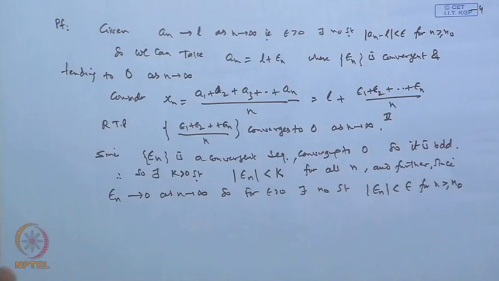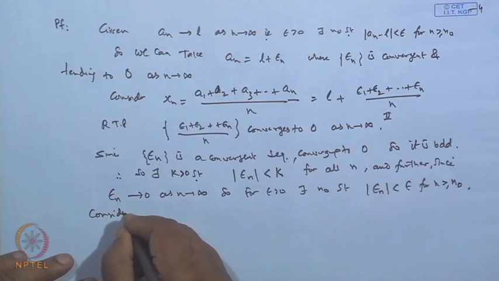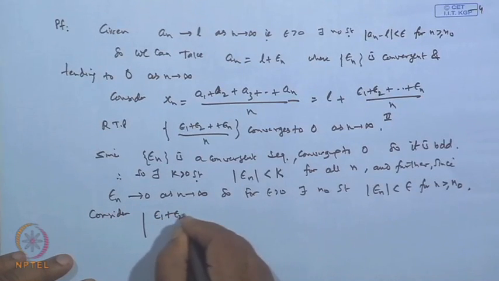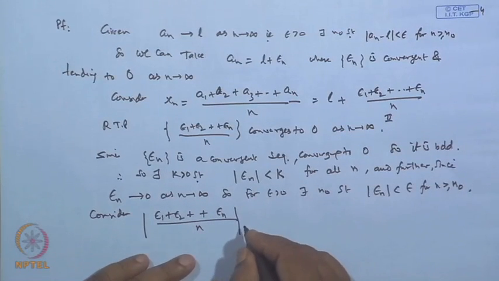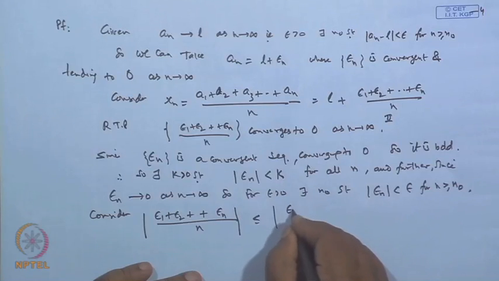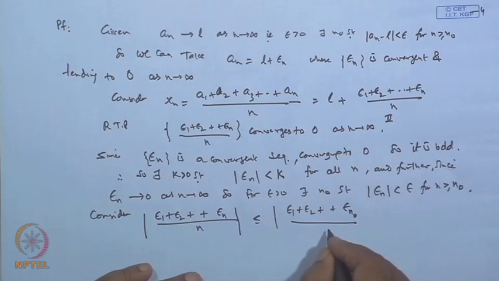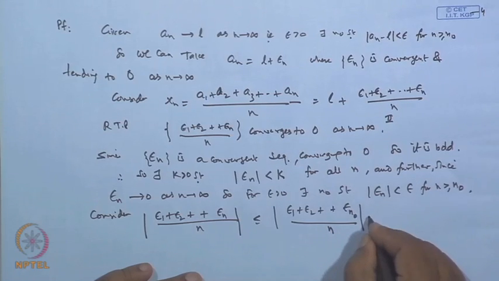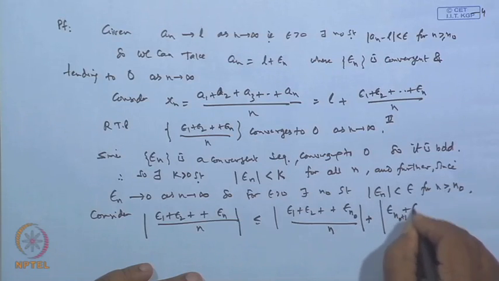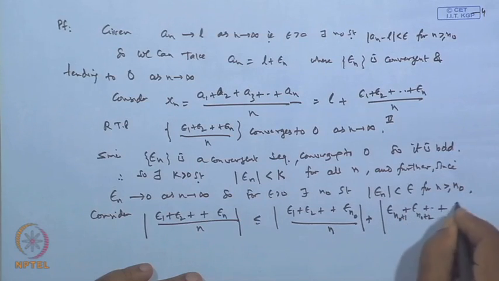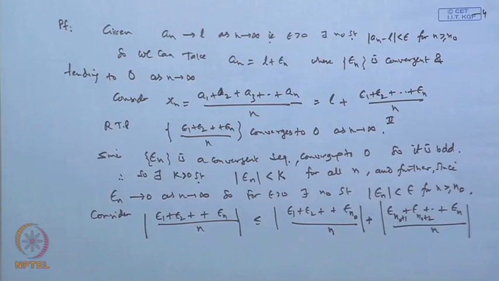Okay. Now, consider this one. Consider mod of (epsilon 1, epsilon 2, ..., epsilon n) divided by n. Now, this will be less than or equal to mod of (epsilon 1, epsilon 2, ..., epsilon n naught) divided by n, plus (epsilon n naught plus 1, epsilon n naught plus 2, up to epsilon n) divided by n. Okay? I have chosen this.